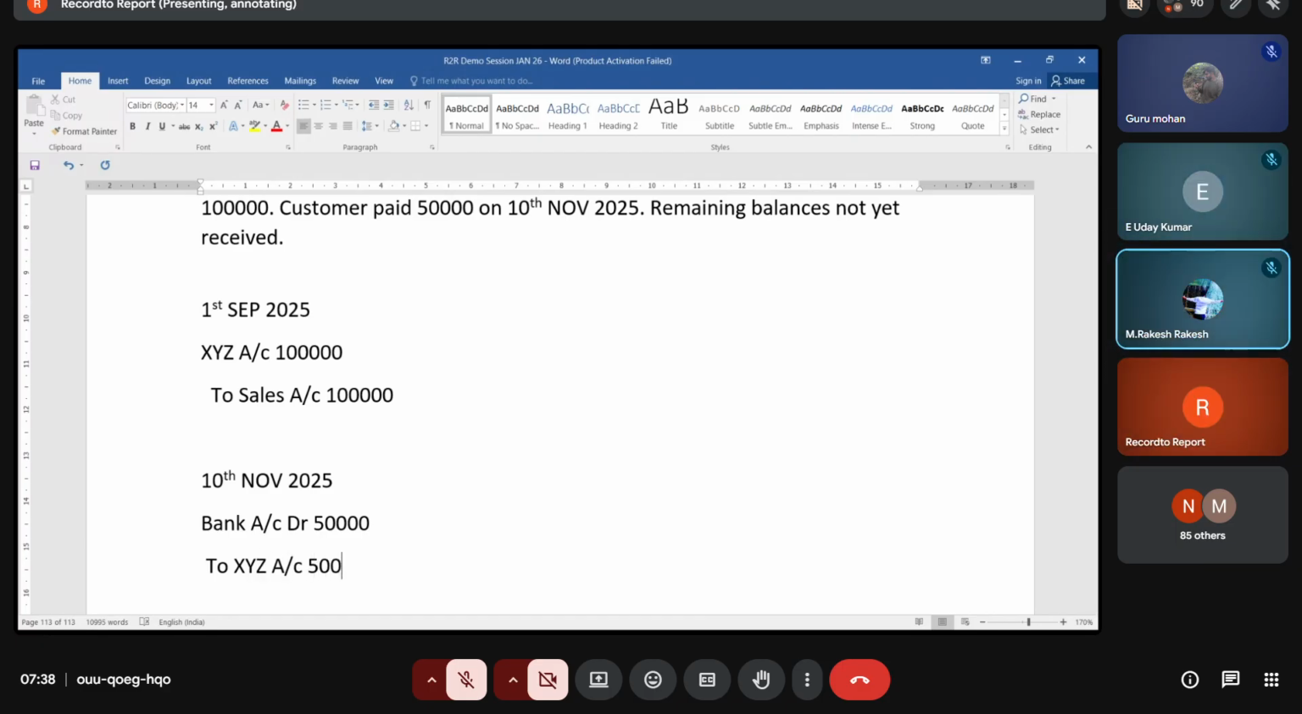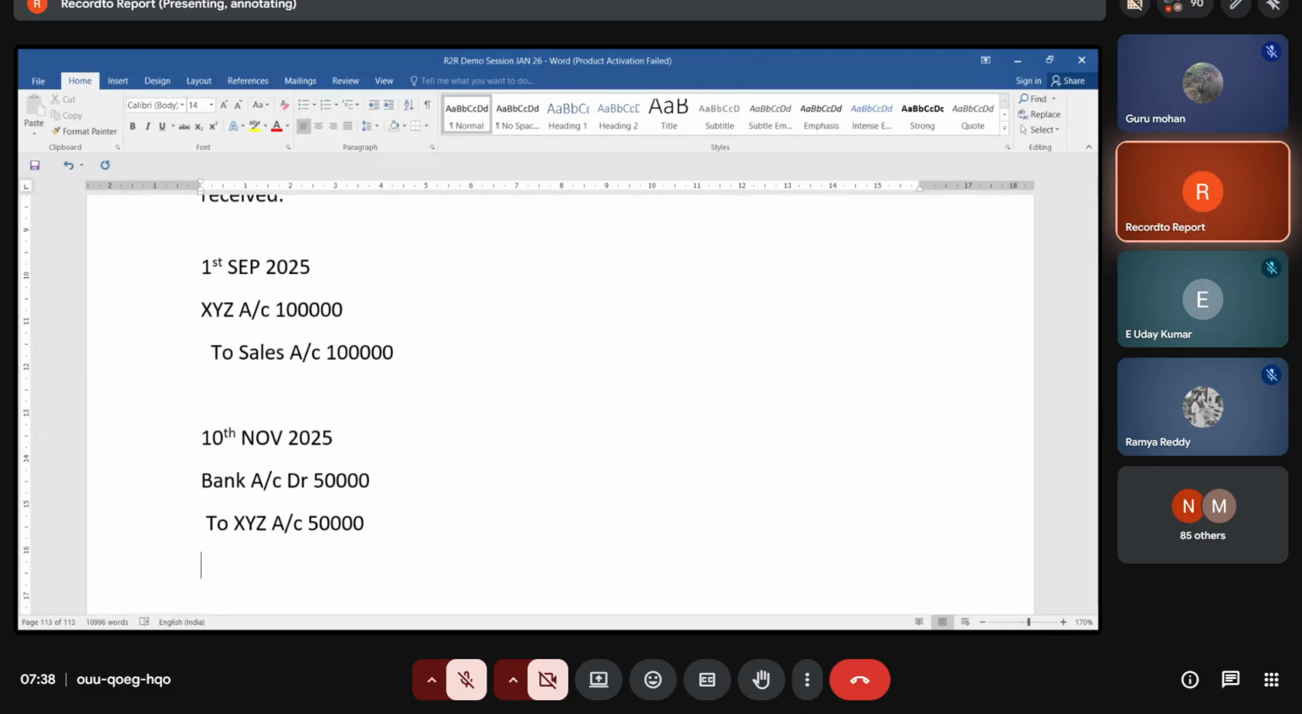50,000. So the customer said, I am not going to pay you the money because the 50,000 worth of goods are not up to the mark. There is a lot of damage. So the company decided to move that to bad debts.